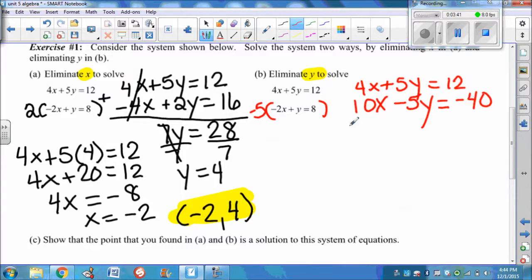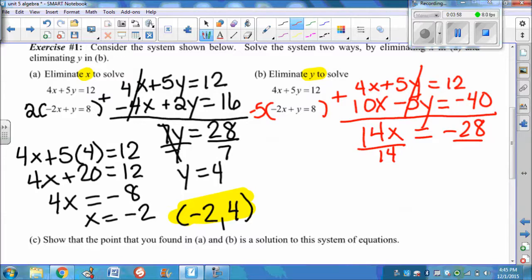Distribute through that negative 5. Now, when I add those two equations together, I get 14x. The y's go to 0, and I end up with, what does that give me? Negative 28. And again, I've got an equation with just an x in it that I can solve pretty easily. Negative 2. Okay, that should look familiar.